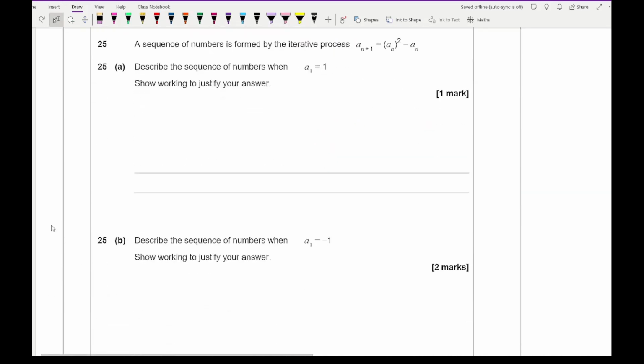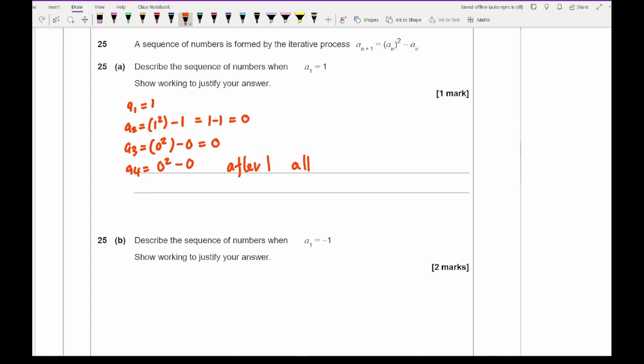And then for question 25, it says that a sequence of numbers is formed by the iterative process of a(n+1) equals a(n) squared minus a(n). And it says describe the sequence when a1 equals 1. So if a1 equals 1, then a2 is going to be 1 squared minus 1, which is 1 take away 1, which is 0. A3 is then going to be 0 squared minus 0, which is 0. A4 is going to be 0 squared minus 0. So basically, after 1, it's all zeros.